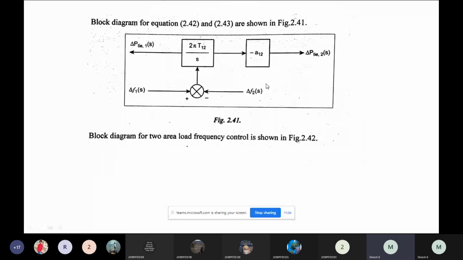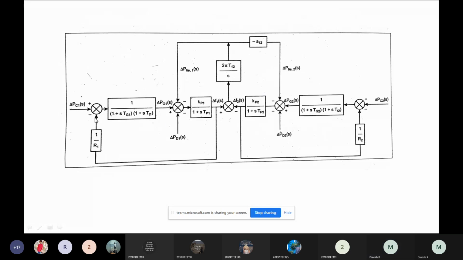So we have the block diagram like this. We have two input parameters, two output parameters and two disturbance parameters. In the middle, you have the generating station as well as the plant. So it is a closed loop feedback system. For the two-area system, we have to perform a static analysis as well as a dynamic analysis.